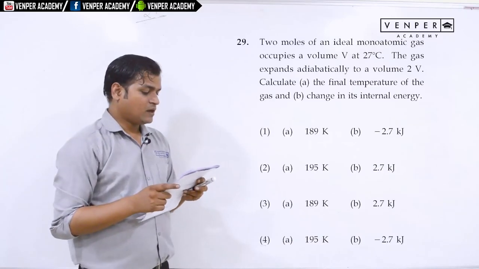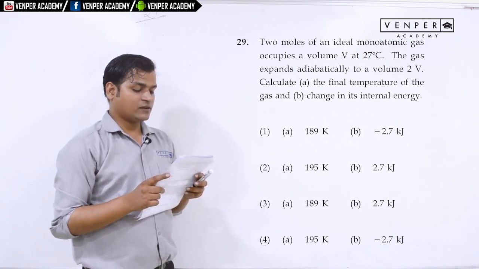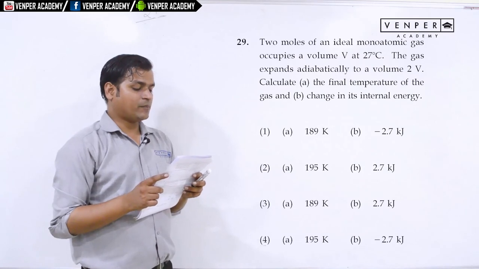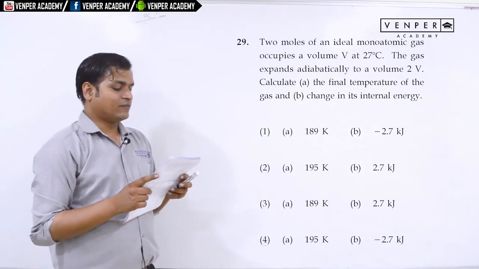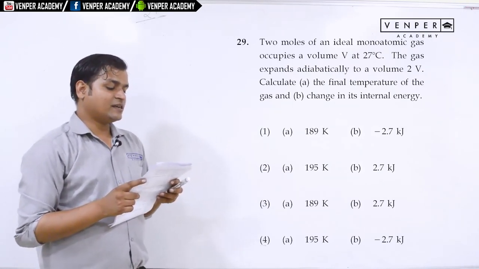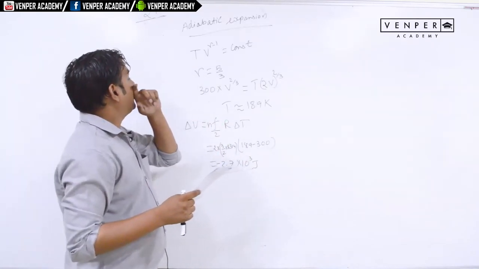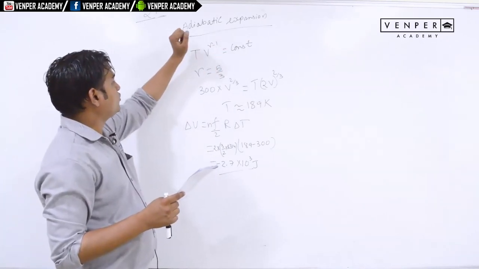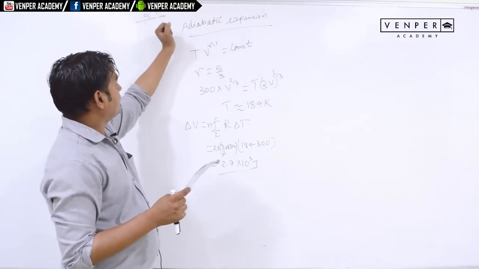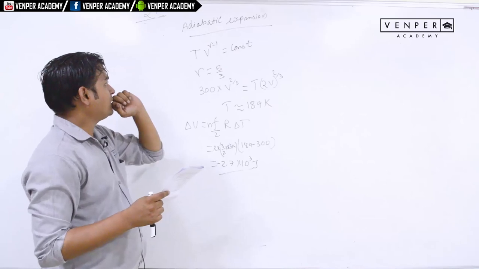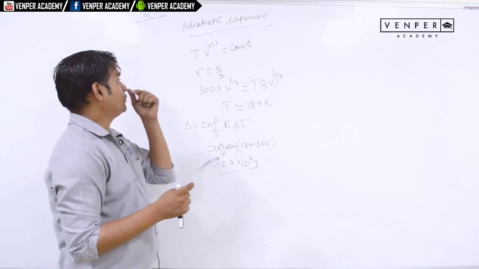Okay, question number 29. 2 moles of an ideal monoatomic gas occupies a volume V at 27 degrees Celsius. The gas expands adiabatically to a volume 2V. Calculate A, the final temperature of the gas, B, change in its internal energy. See, here it is saying that there is an ideal monoatomic gas, 2 moles, and it expands adiabatically to a volume of 2V.